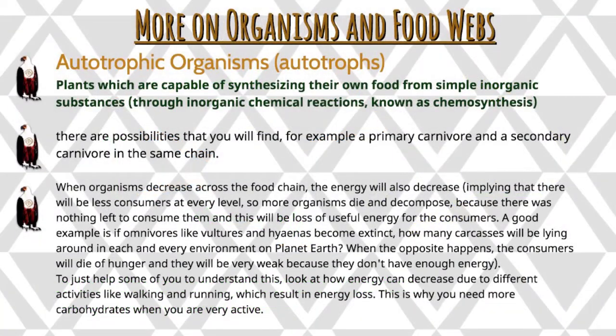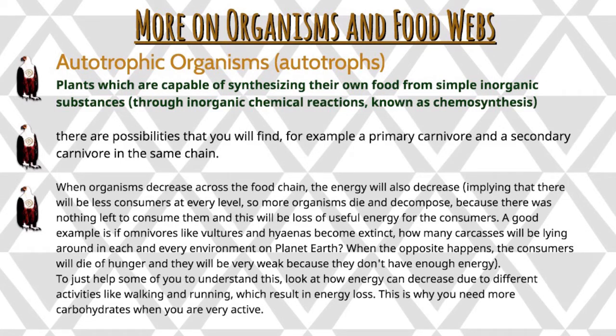Now we're going to look more at organisms and food webs. So we're going to define autotrophic organisms, or what we also call autotrophs. These are plants which are capable of synthesizing their own food from simple inorganic substances, hence we have auto, through inorganic chemical reactions known as chemosynthesis, because the chemo represents chemical.